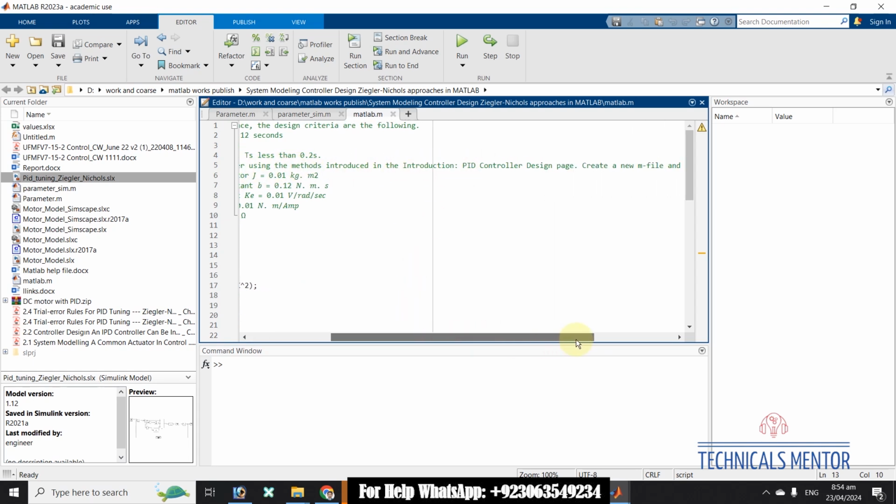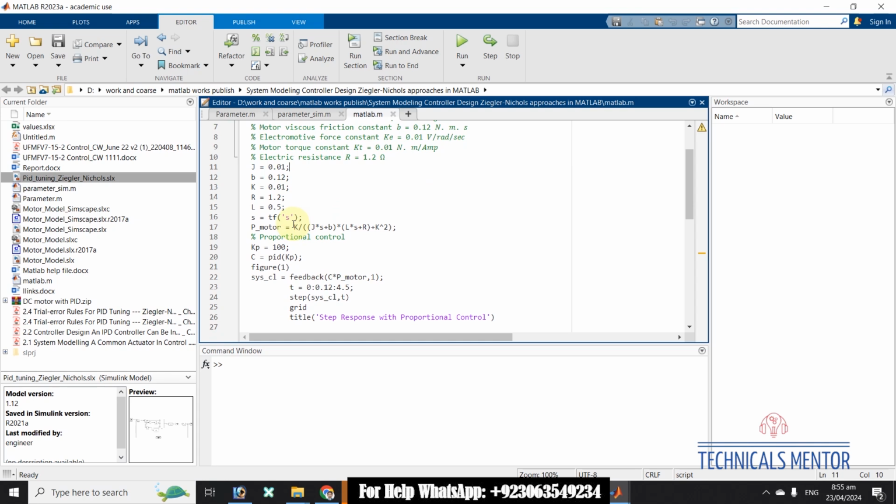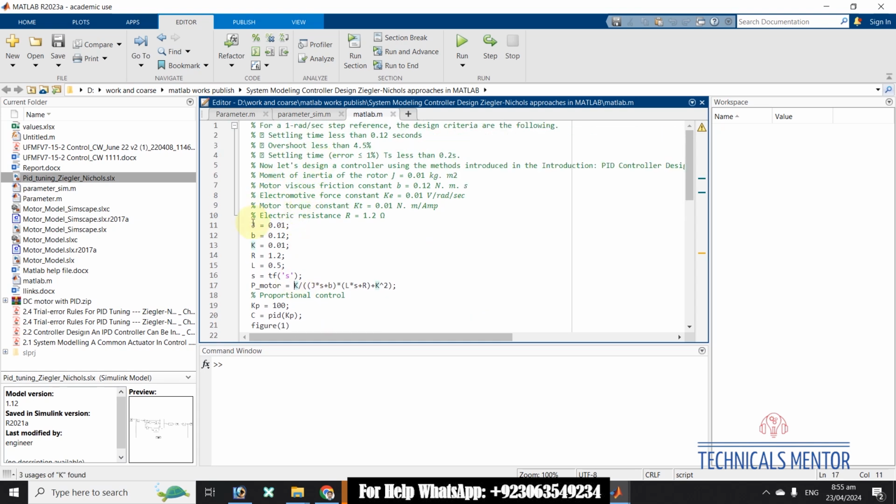PID controller design page, create a new script. Moment of inertia J is equal to 0.01 kilogram meter square. Motor viscous friction constant b is equal to 0.12 Newton meter second. Electromotive force constant Ke is equal to 0.01 volt per radian per second. Motor torque constant Kt is equal to 0.01 Newton meter per ampere. Electric resistance R is equal to 1.2 ohm. Let's put these values J, b, K, R, L.